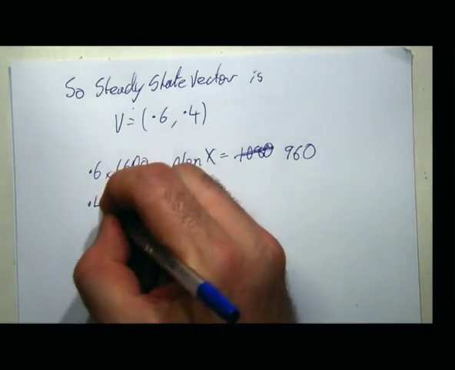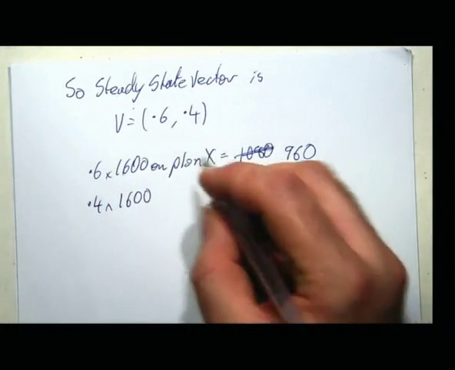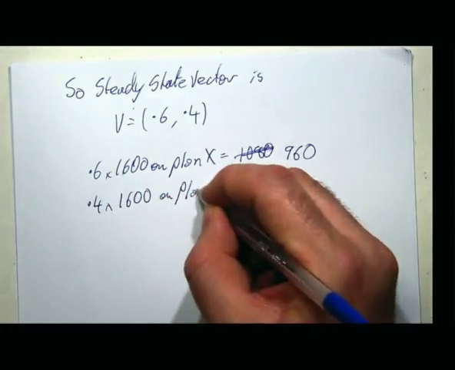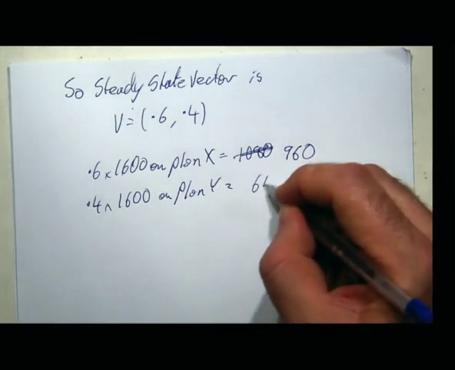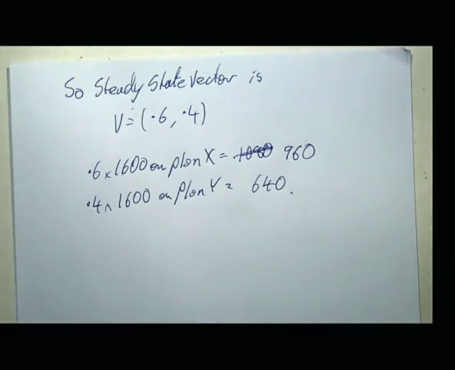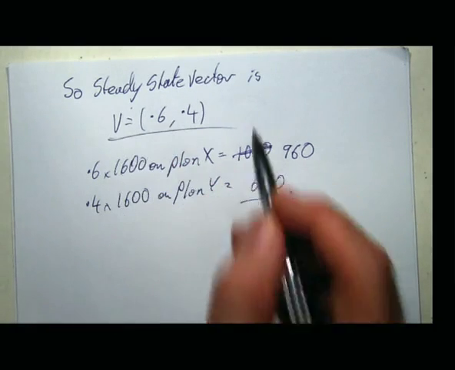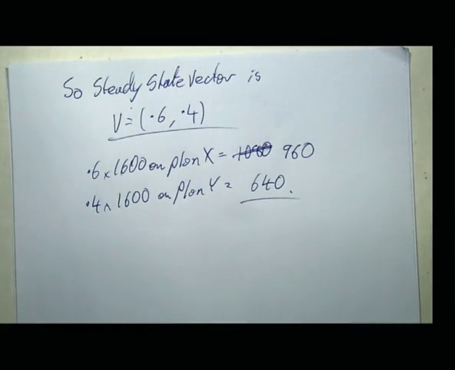And so 0.4 times 1,600 on plan Y would be equal to 640. Those numbers make me a lot happier. Okay, so this is my steady state vector. It's a probability vector. So I'm going to spend just another couple of minutes talking about how I talk about doing part B as a probability vector rather than a number of people.